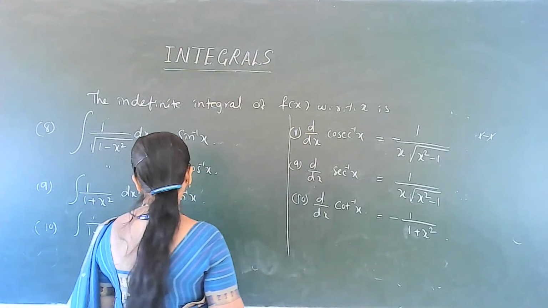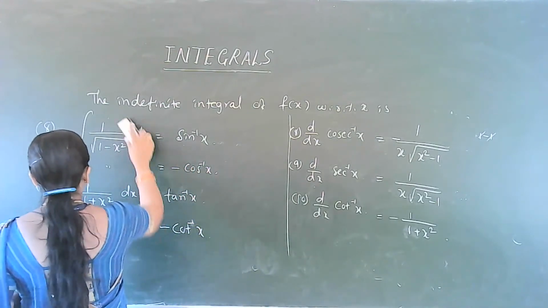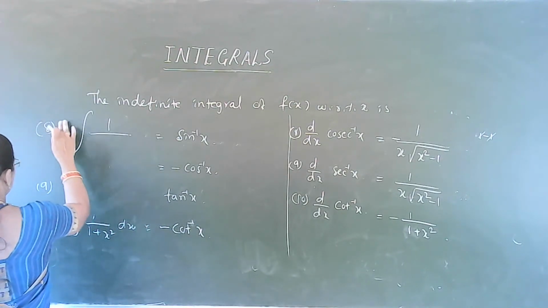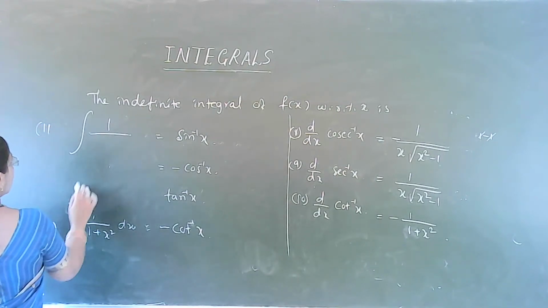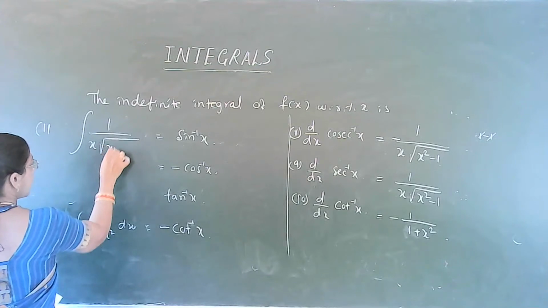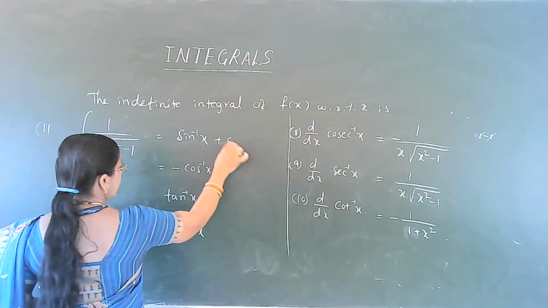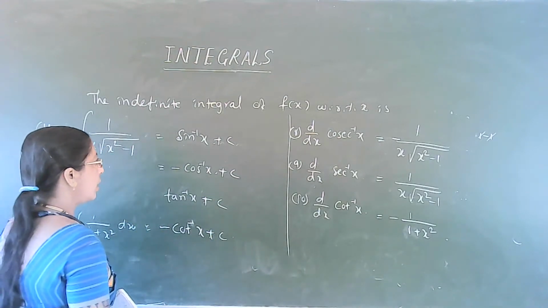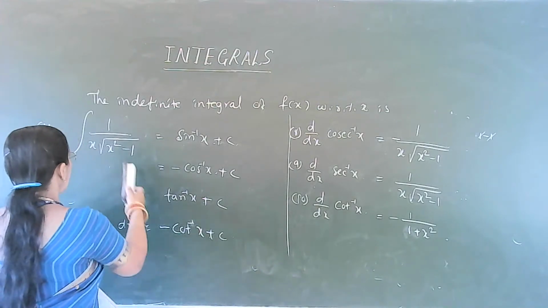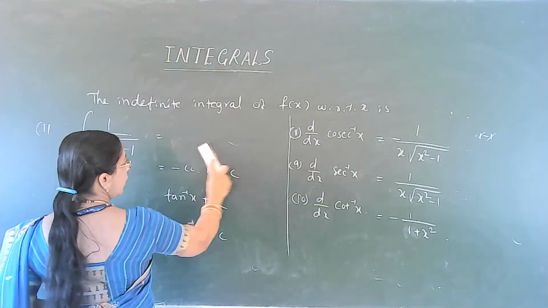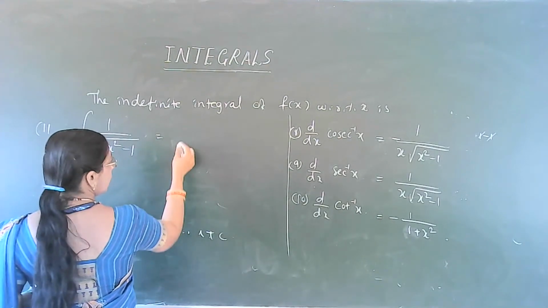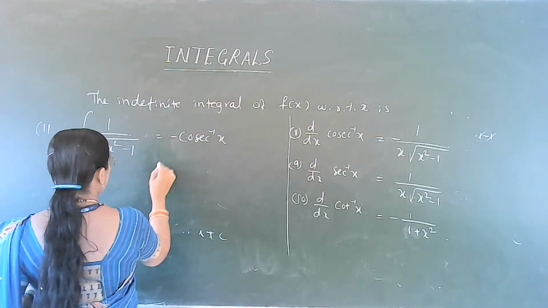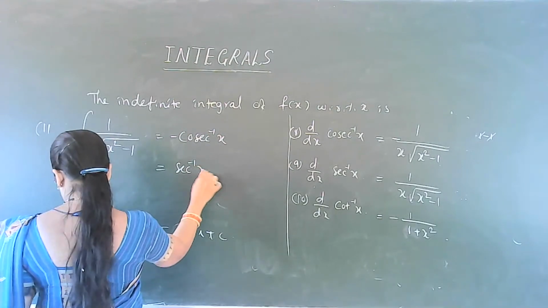Then cosec inverse x and sec inverse x. The integration of 1 by x into square root of x square minus 1, plus c. You should always write plus c in independent integrals. The integration of 1 by x square root of x square minus 1 is minus cosec inverse x, or equal to sec inverse x.